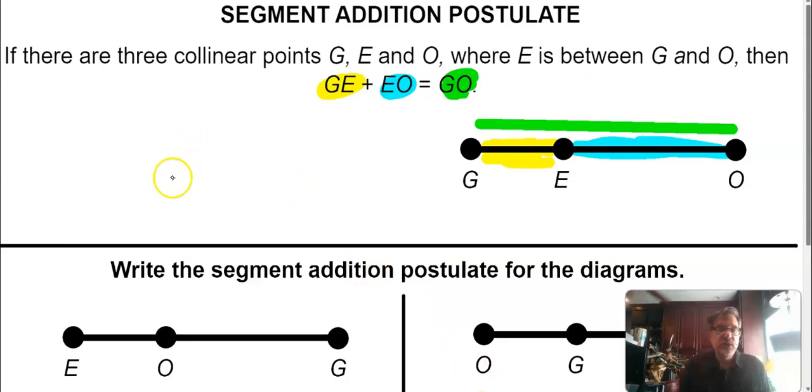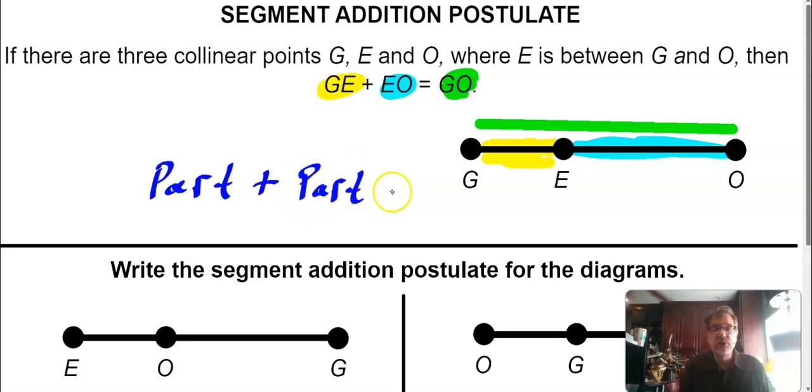Just a little something I have gone over to say. So the front part in yellow plus the back part in blue equals the whole length in green. So that's what the segment addition postulate says. Add the parts together, get the whole thing, which is like, well, yeah, no kidding. And that's why it's a postulate.